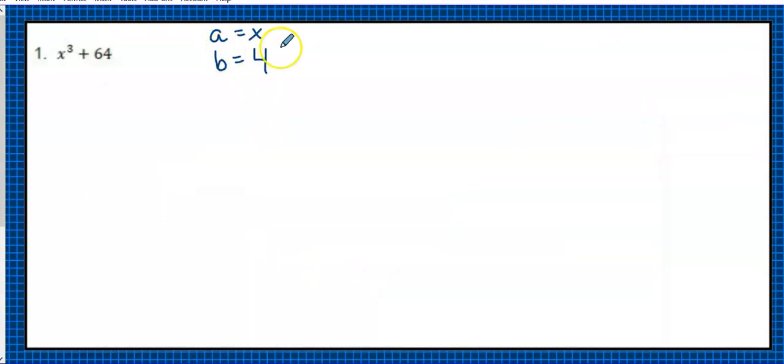Okay, so a equals x, b equals 4. So if we follow our formula, which I'm going to write up here again.